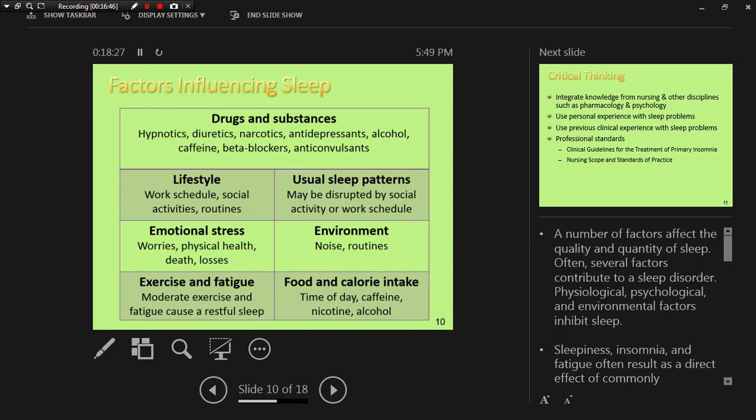Environment. So has there been a change in the noise? Are you used to sleeping with a fan or that kind of white noise to keep you asleep? And has something changed with the routine?